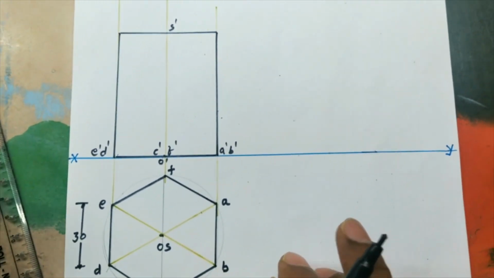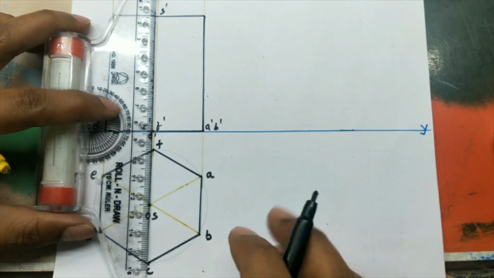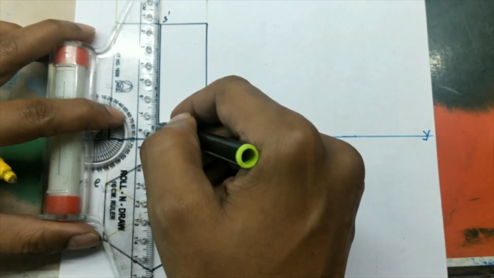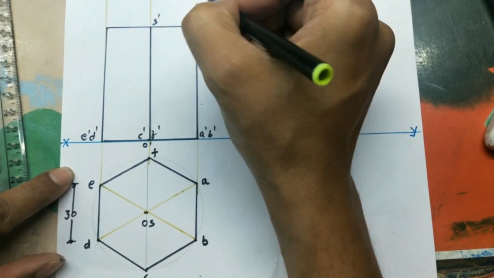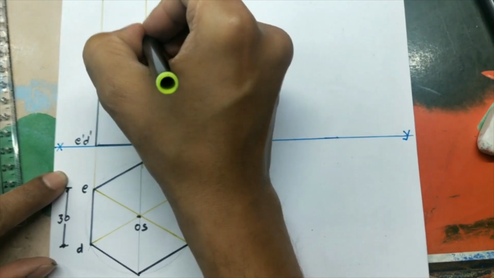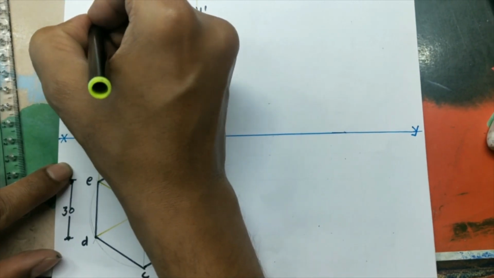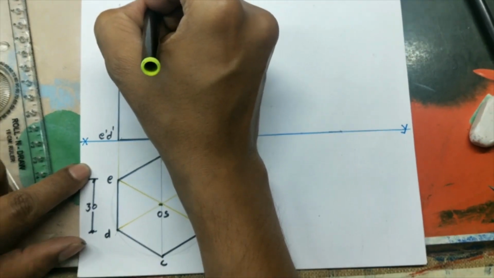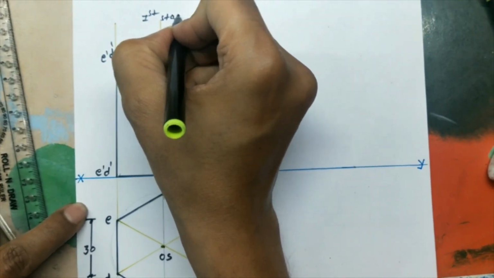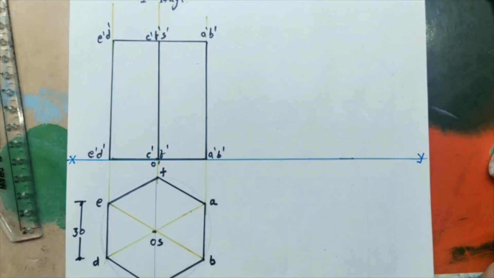Means first stage here, this edge will be, as I told you, that the 3 lines we can see here. Okay, here also I can mark A dash, B dash, C dash, F dash, E dash and D dash. Okay, so this is my first stage. I have completed my first. What is the second stage?